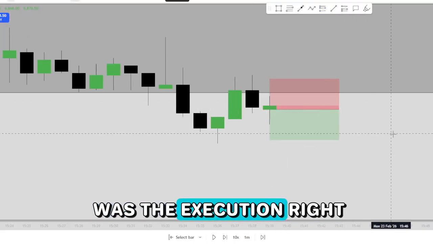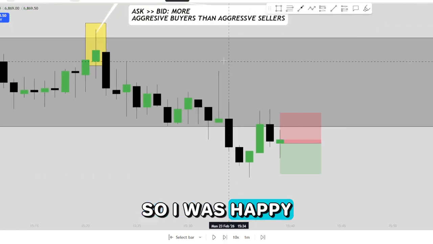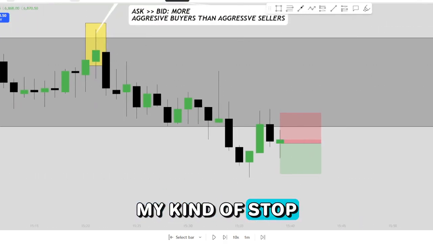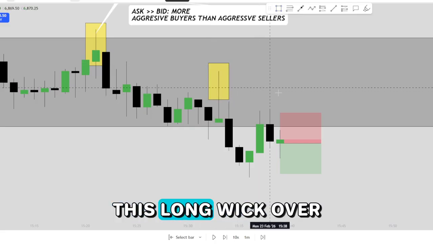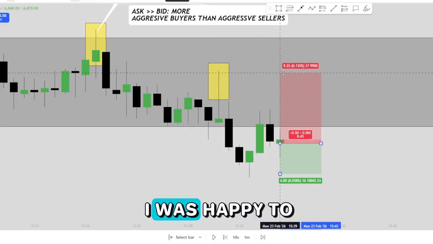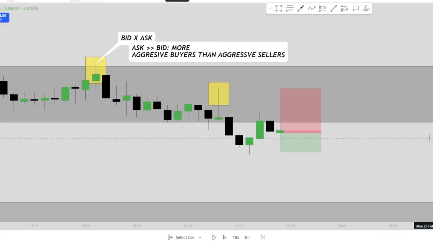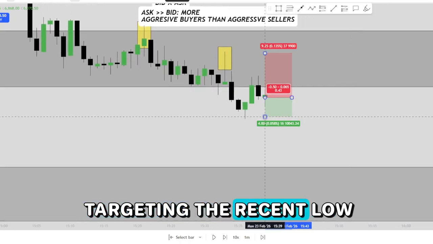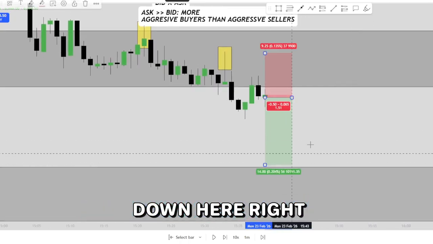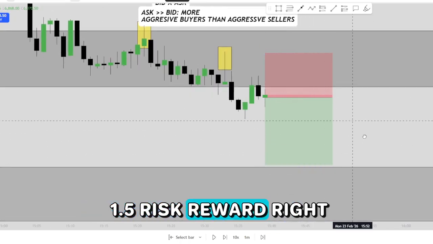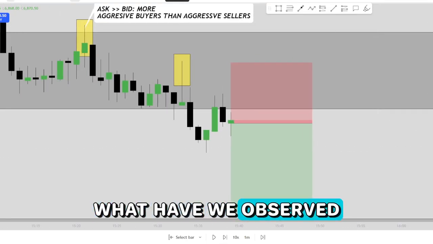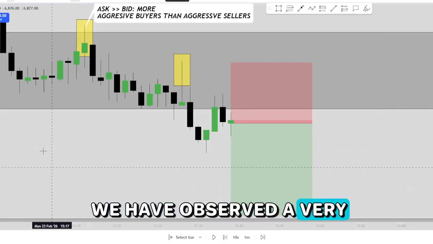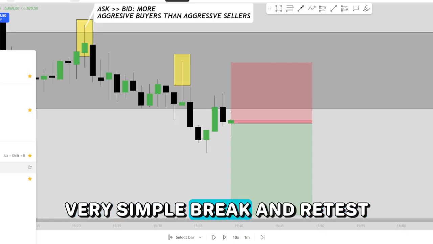68.70 was the execution. So I was happy to have my stop just above this long wick over here. This long wick over here was just where I was happy to have my stops. And we want to be targeting the recent low down here. That's a 1 to 1.5 risk reward. So in this pattern over here, what have we observed? We have observed a very, very simple break and retest.